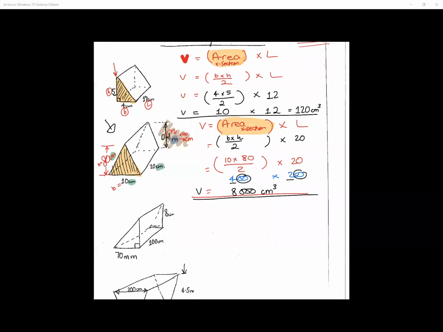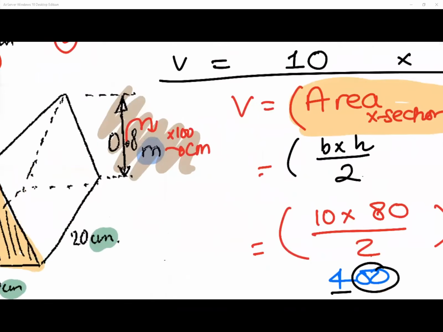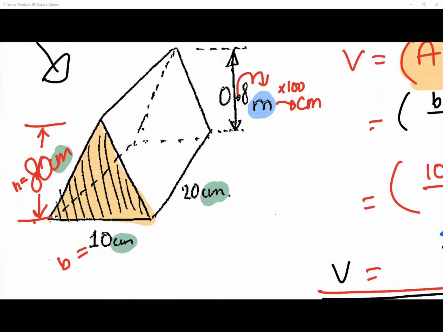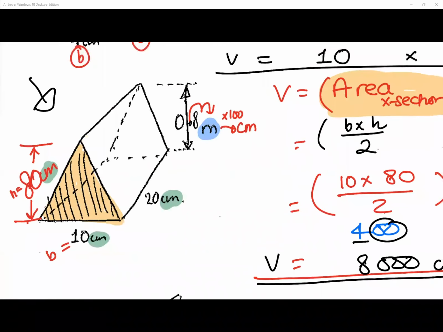Okay, folks, so what do we do with the 0.8 meters, Musa? We need to change that into centimeters, and that would be 80 centimeters. So what do we do with the 80 centimeters? We put it at the front. So now all our units are consistent. They're all centimeters, centimeters, and centimeters.